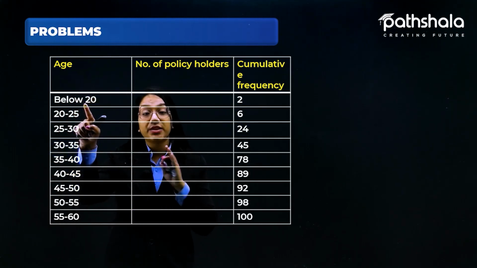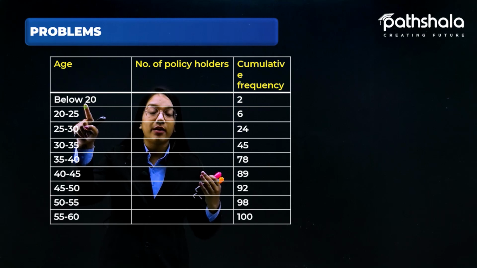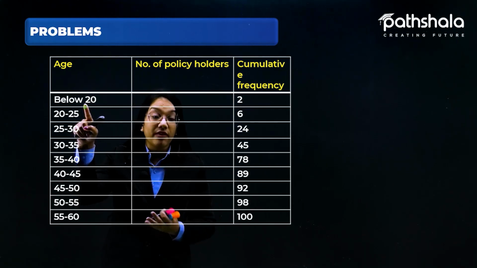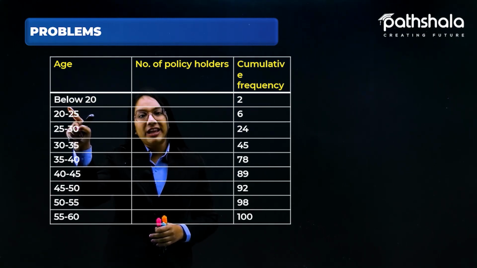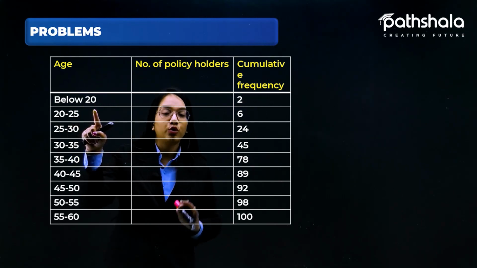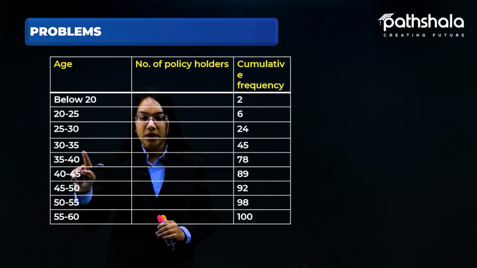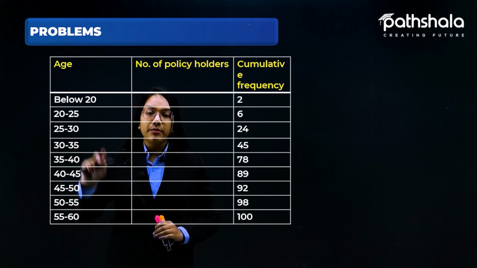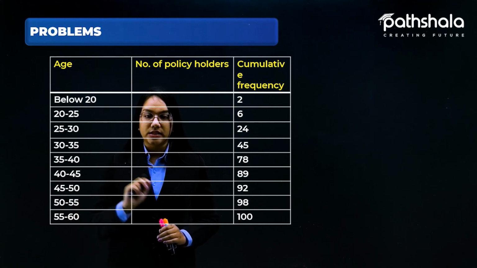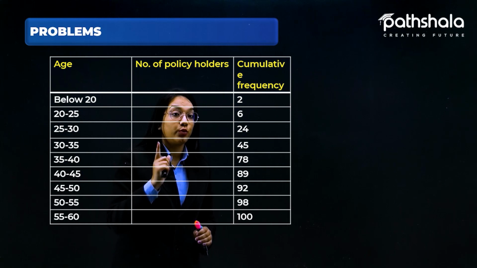We can also take it as 15 to 20, because we have taken the values as 20 to 25, 25 to 30, 30 to 35, and all these have a class size of 5. So we can also take it as 15 to 20, but I'm just keeping it as below 20 only. So it is below 20, 20 to 25, 25 to 30, 30 to 35, 35 to 40. We are talking about only these classes, and for these classes the number of policyholders would be changed.